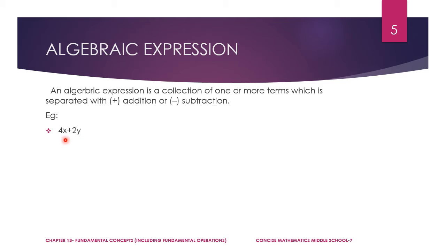Here it has two terms, 4x plus 2y. The multiplication is there in between the 4 and x, but this 4x is considered a single term.